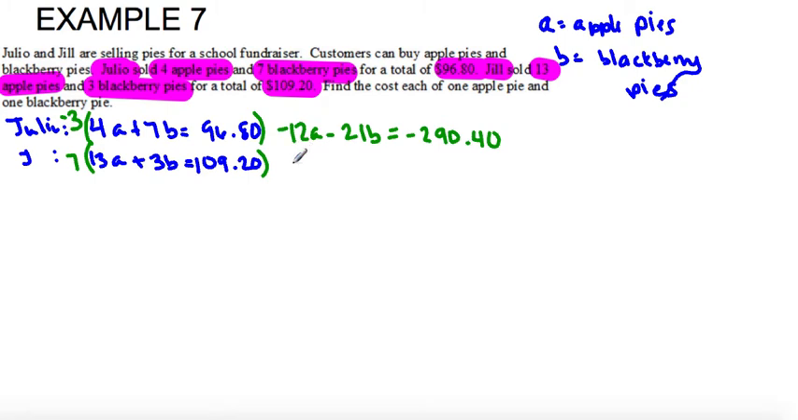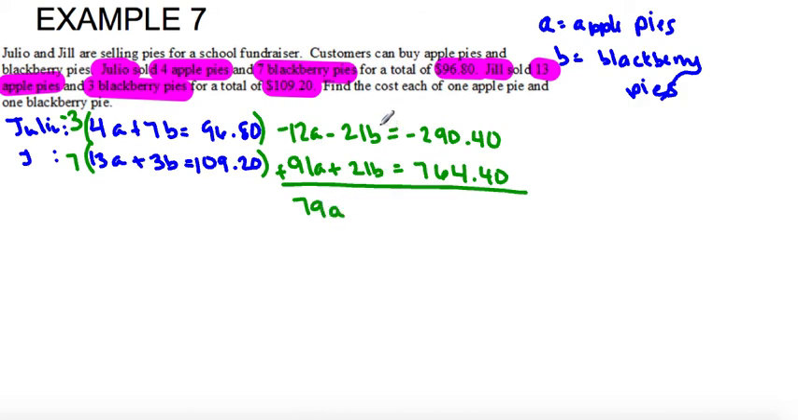So 7 times 13 is 91a. 7 times 3 is positive 21b. And then 7 times 109.20 is 764.40. So now we have to add our like terms. So we have -12a plus 91a, which is 79a. And then -21b plus 21b eliminate.